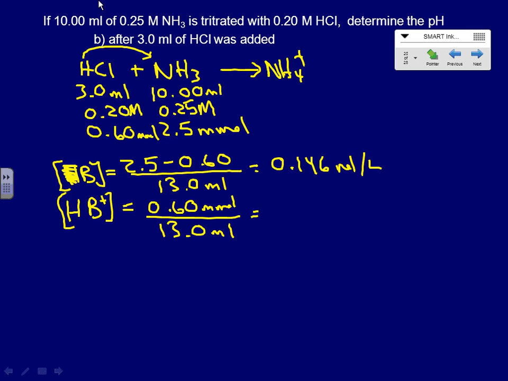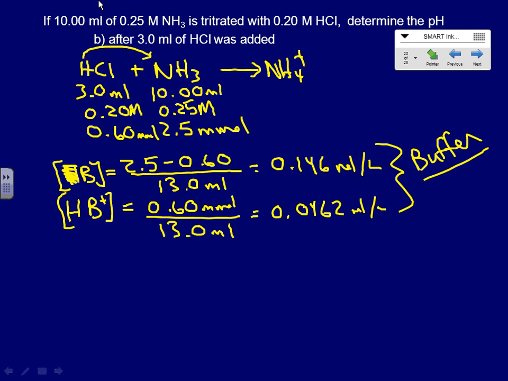And if I do that calculation, I'm going to get 0.0462 moles per liter. Notice here I have both the base and its conjugate acid. This again is a buffer scenario.